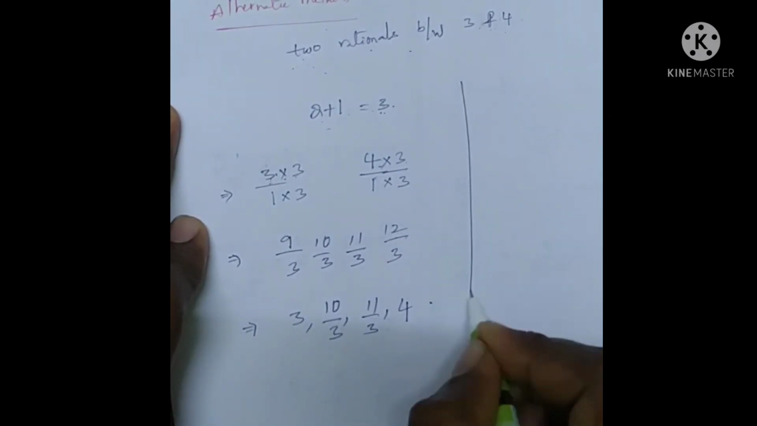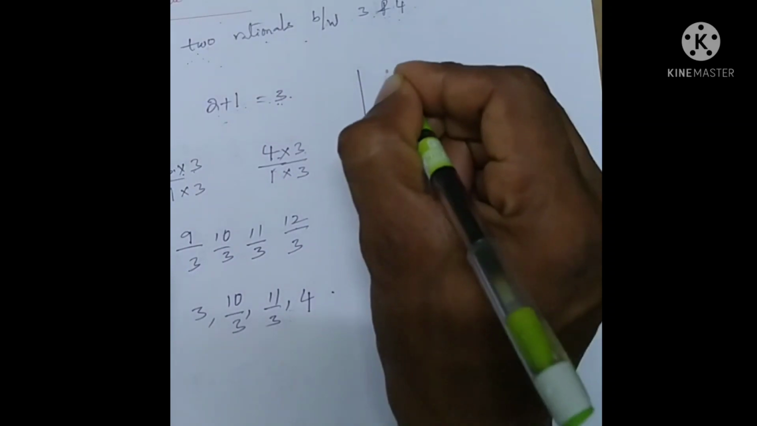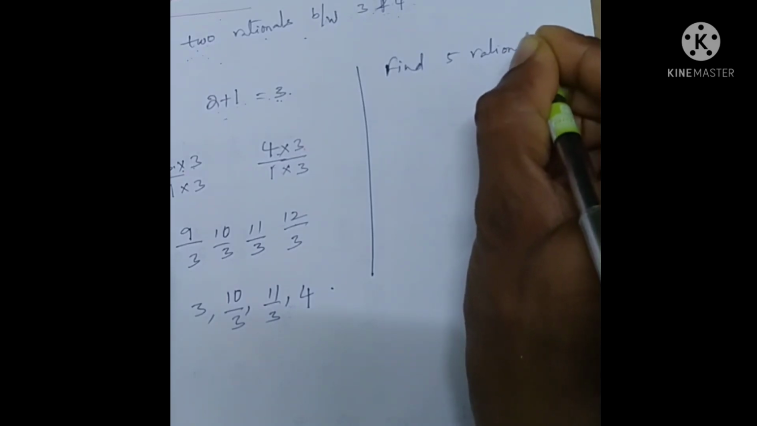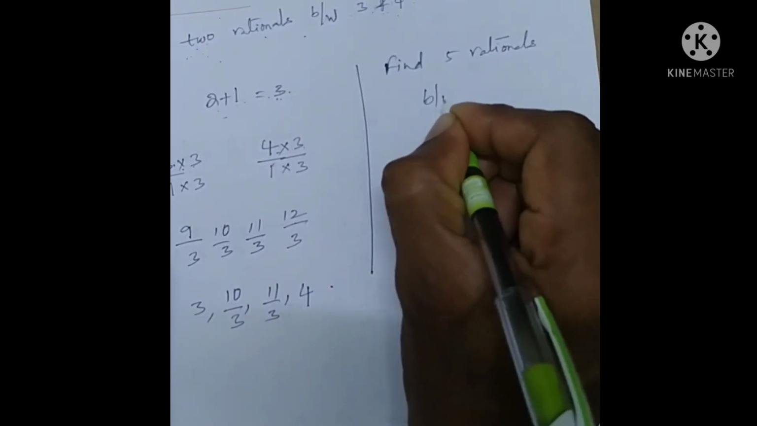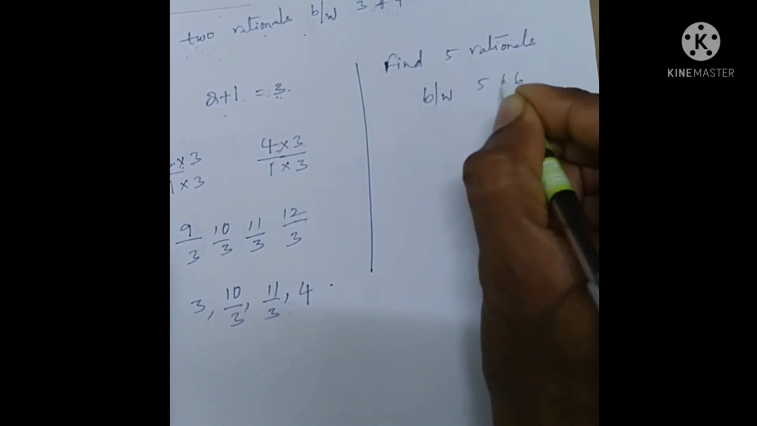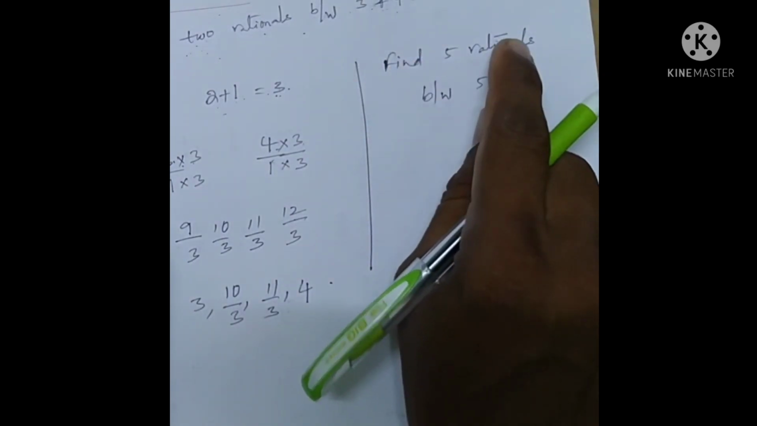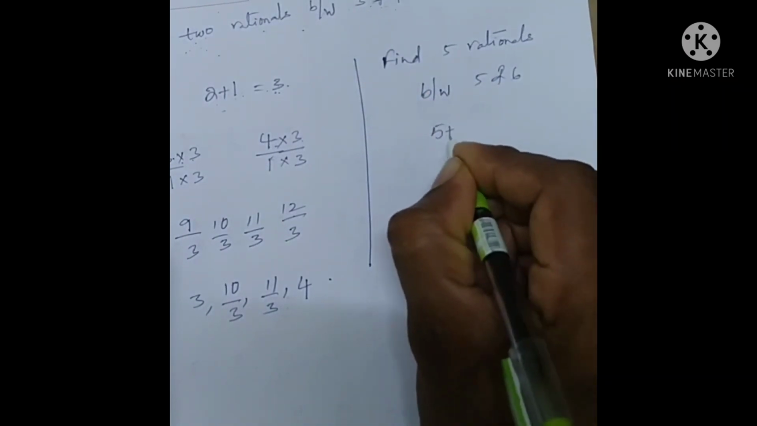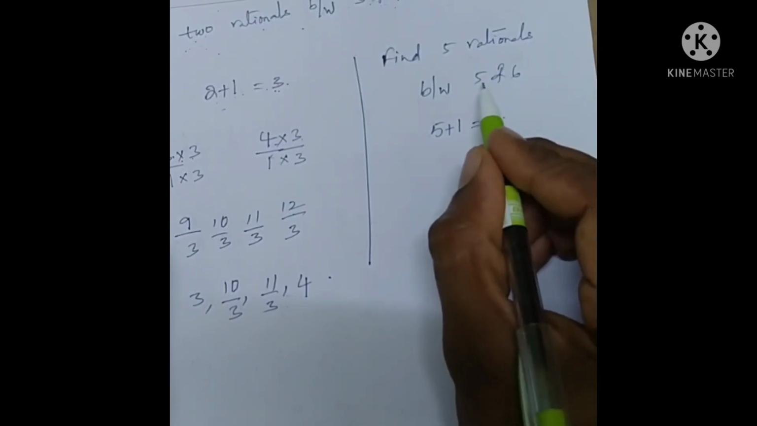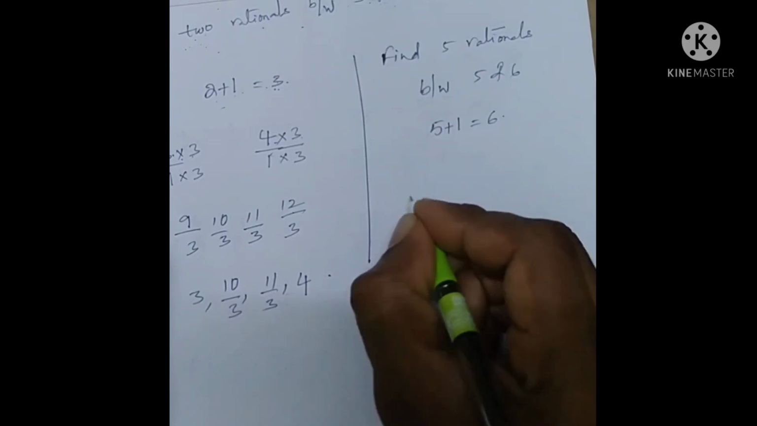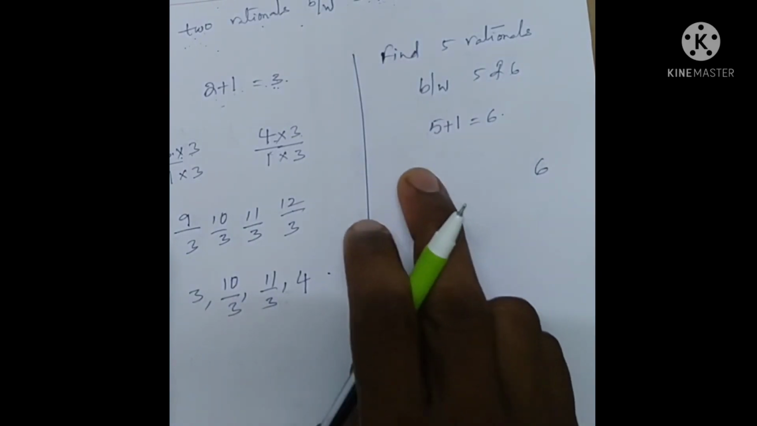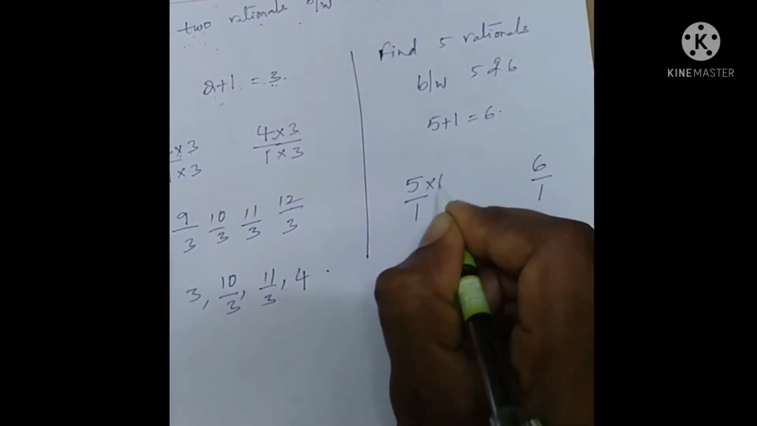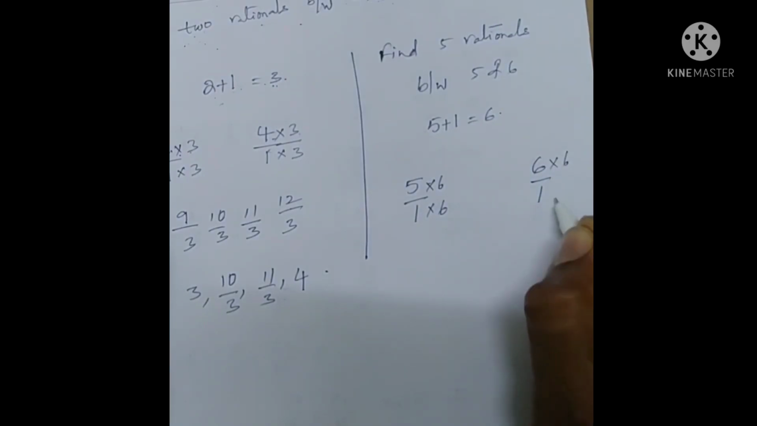So let's take another example. Find 5 rationals between 5 and 6. So here 5 rationals means our formula becomes 5 plus 1, that is equal to 6. Multiply numerator and denominator with 6. Here 5 and 6. Here the denominator is 1, here also 1. So multiply by 6 divided by 6.